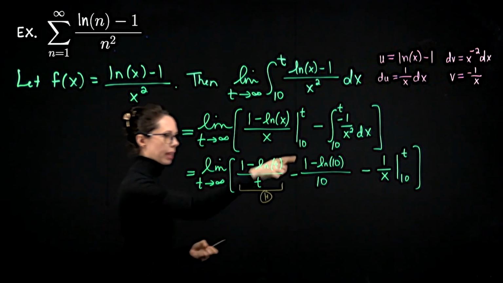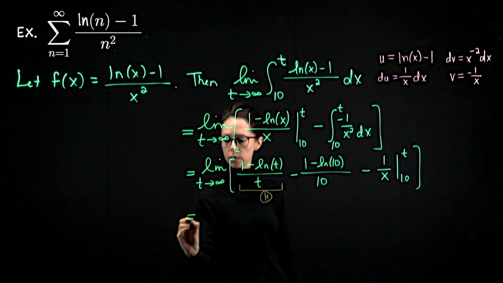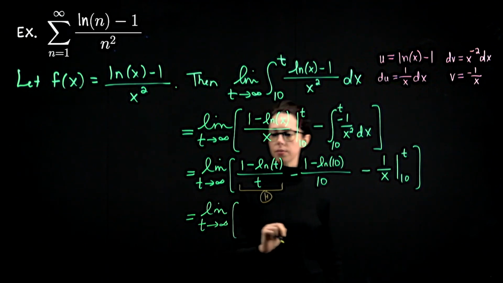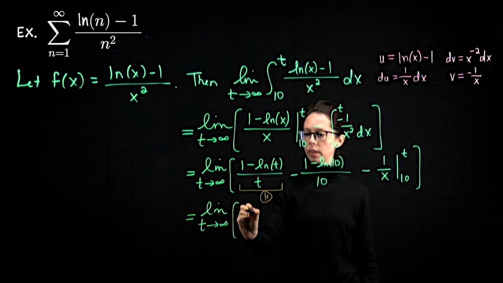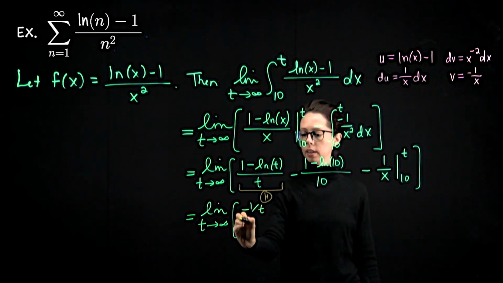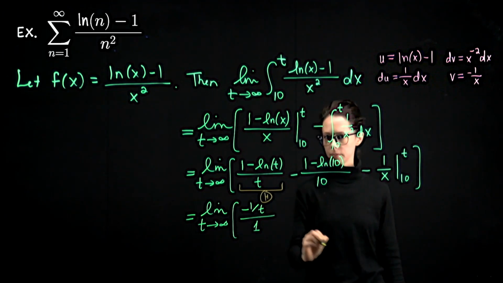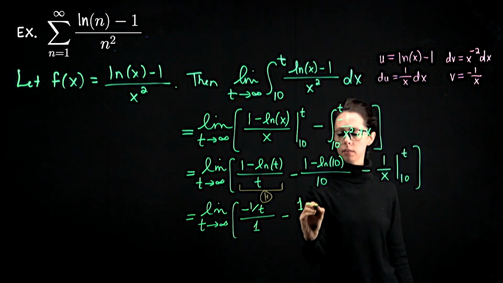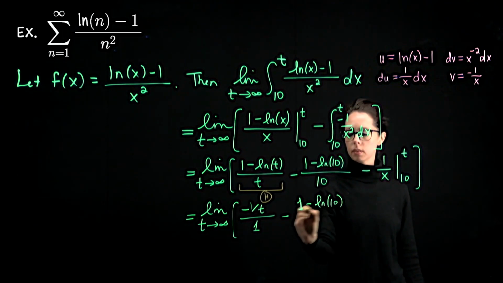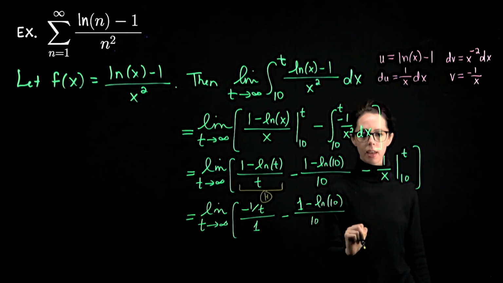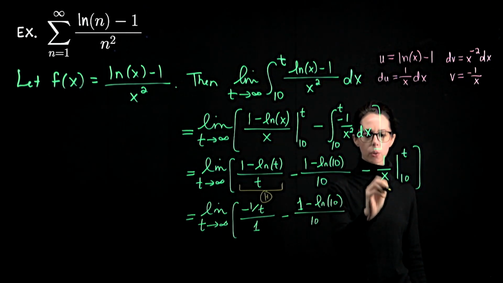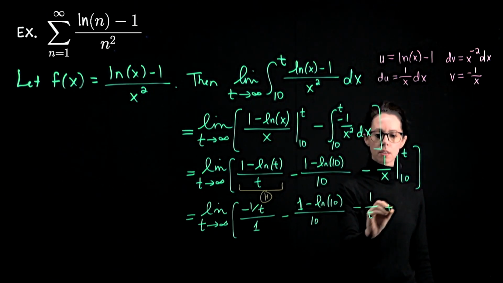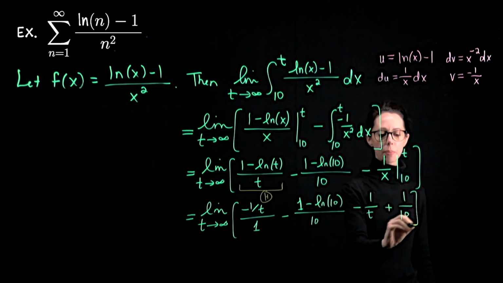And then I'll go ahead and plug in for that one as well, so that this is the limit as t goes to infinity of, we do L'Hopital's rule here, we get negative 1 over t in the numerator divided by 1. Okay, and then this is minus 1 minus natural log of 10 divided by 10. And then I got to watch my signs here, but this is going to be minus 1 over t minus negative, so plus 1 over 10, which is just another number.